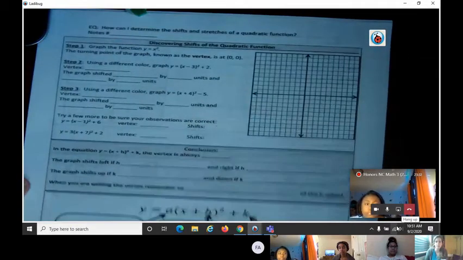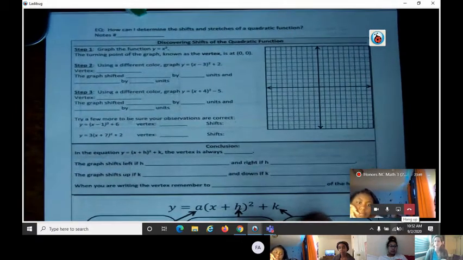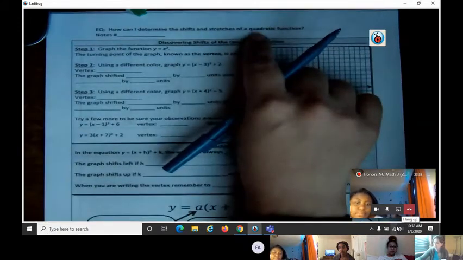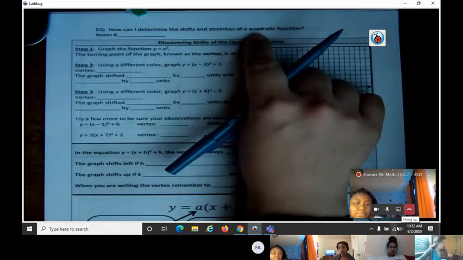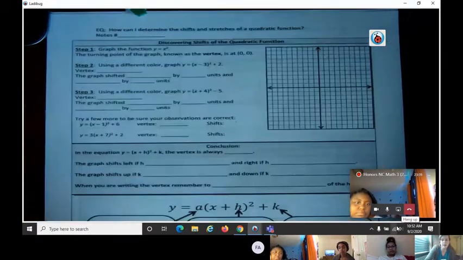Okay, so here is the other activity we're doing today, and this is talking about shifts and stretches of the quadratic function. So again, this is kind of review. Transformations is something you learned in Math 2, and this activity is basically doing transformations, and we're specifically applying it to quadratic functions, but we could apply this to any of the function families that we just went through.